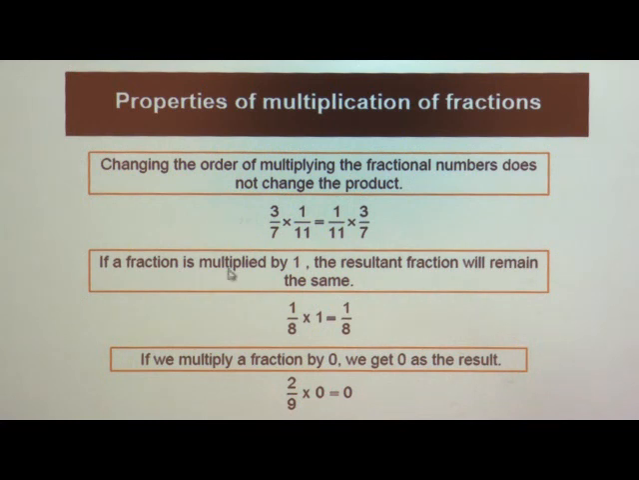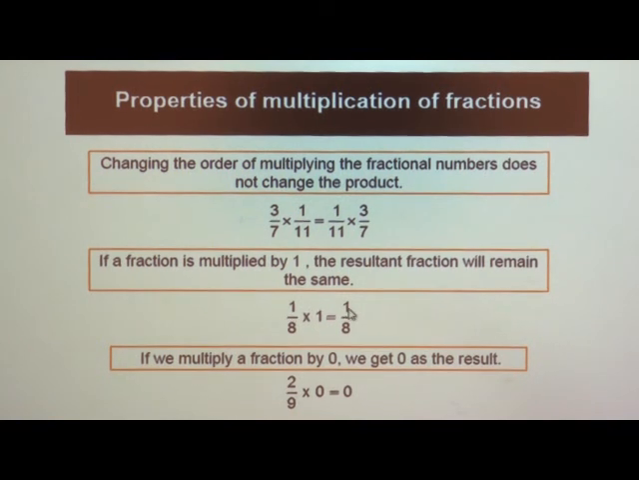If a fraction is multiplied by 1, the resultant fraction will remain the same. Here, when multiplied by 1, 3 1s are 3, you will write here, but 1 upon 8 multiplied by 1 will be 1 1s are 1 only. When you multiply any fraction by 1, you will get the fraction itself as the product.